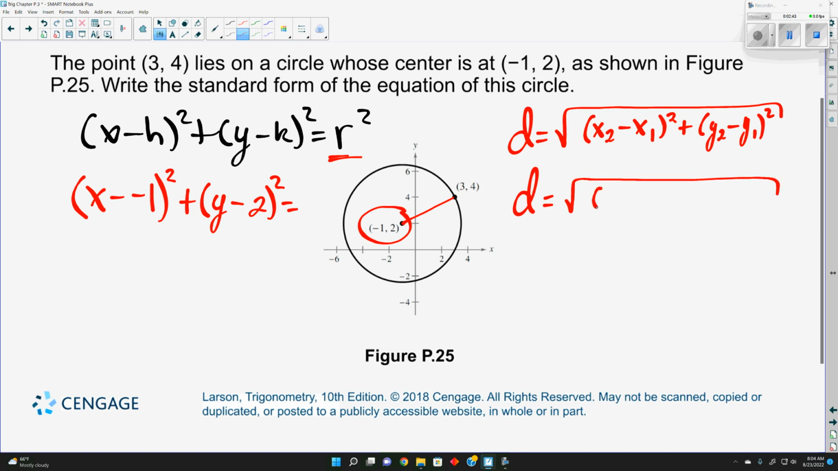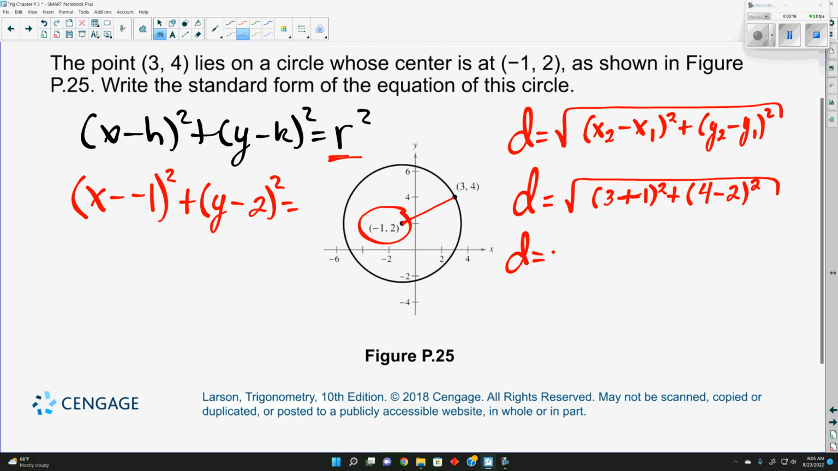So our two x values are 3 minus negative 1 squared, and our two y values are 4 minus 2. Now the order in which we put the x's and the y's inside the parentheses really doesn't matter. I always put them in a way that makes it easier to work with. I put the negative 1 second, because 3 minus negative 1 is the same as 3 plus 1. I put the 2 second, because 4 minus 2 is easier to work with than 2 minus 4.